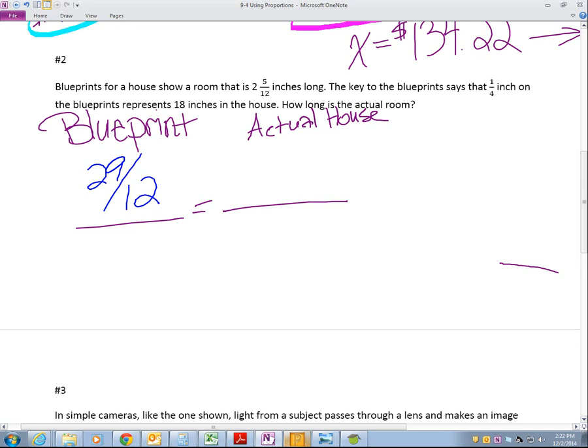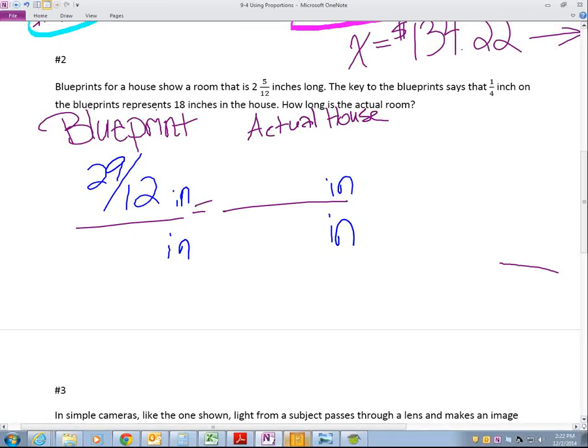And these are going to be inches. This is going to be inches. The actual house also talks about inches. Okay. What else do we know? Jace? That a fourth of an inch on the blueprint represents 18 inches. Good. So a fourth of an inch in the blueprint represents 18 inches.